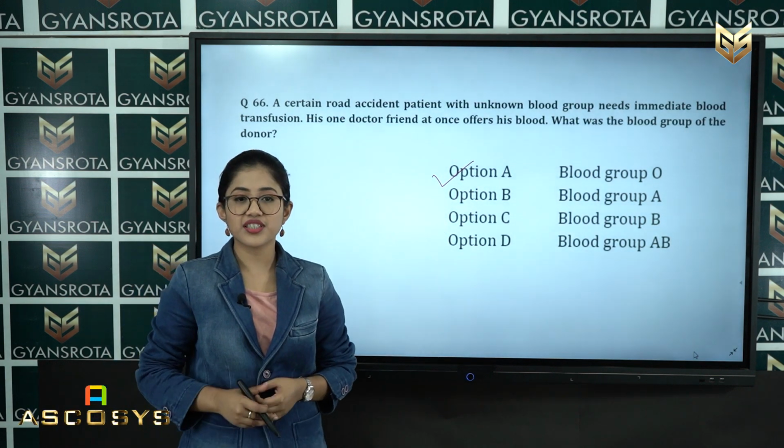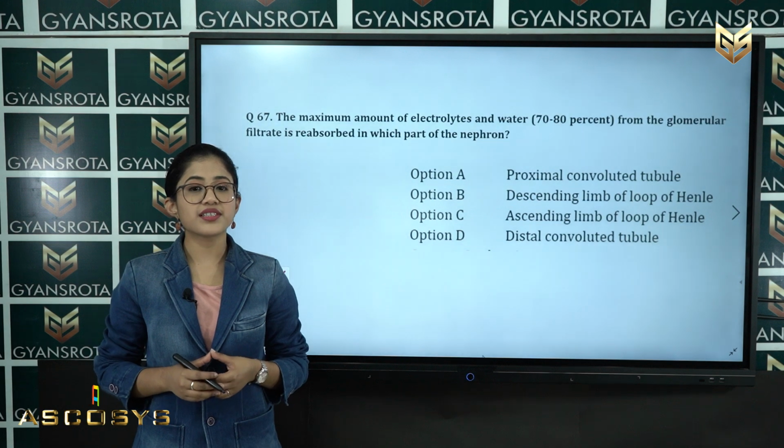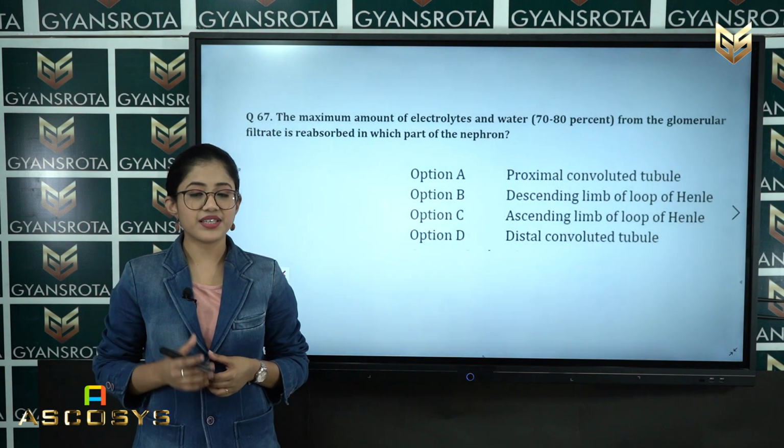Now, let us see the next question, that is question number 67. The maximum number of electrolytes and water 70 to 80% from the glomerular filtrate is reabsorbed in which part of the nephron? Option number A, proximal convoluted tubule. Option number B, descending limb of loop of Henle. Option number C, descending limb of loop of Henle, and option number D, distal convoluted tubule. This is from the chapter excretory products and their elimination.